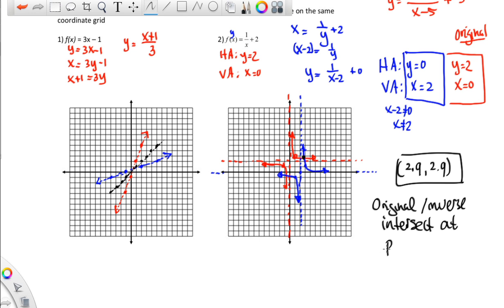And again, the original and the inverse intersect at points on the line y equals x, because they only intersect where the x's and y's are the same, because when you swap them you get the same point back. Otherwise you should clearly get a different point. Okay, thanks.